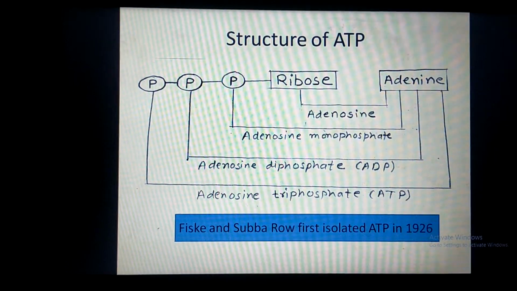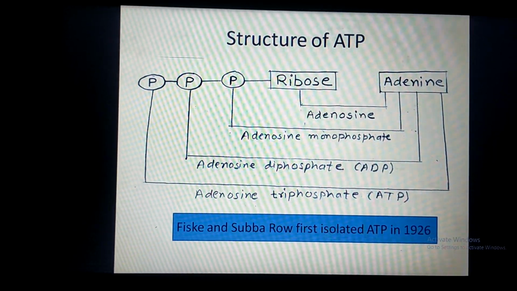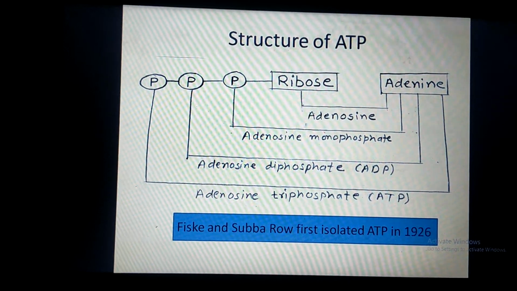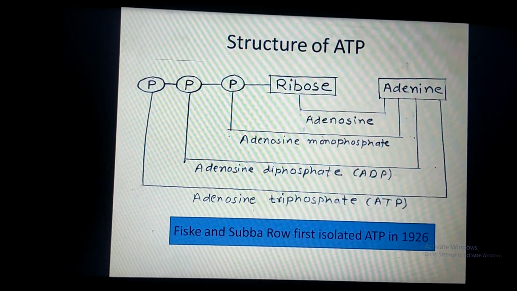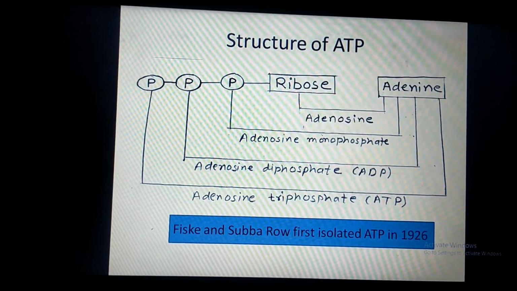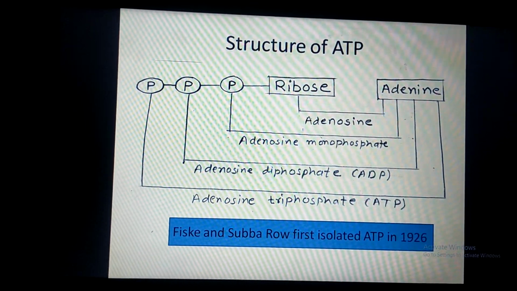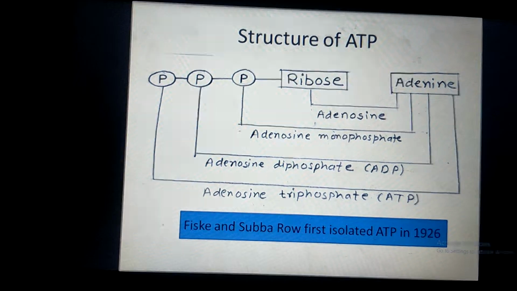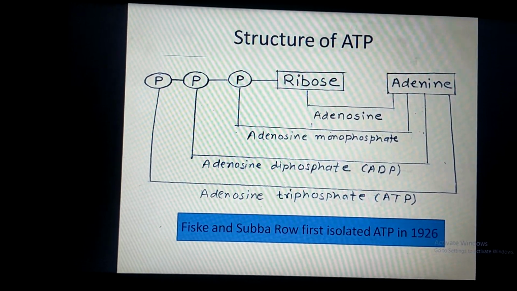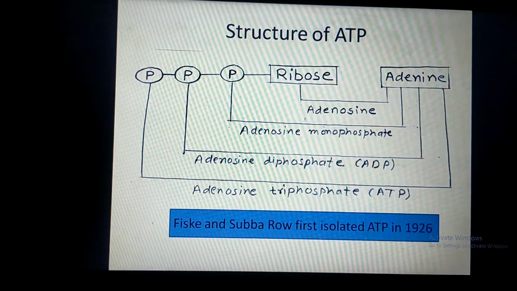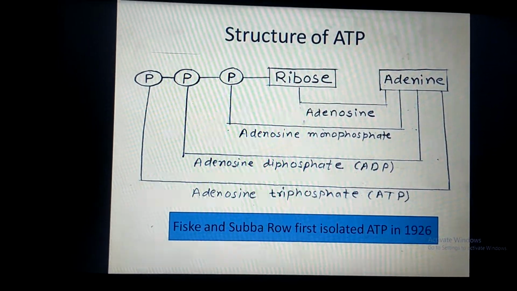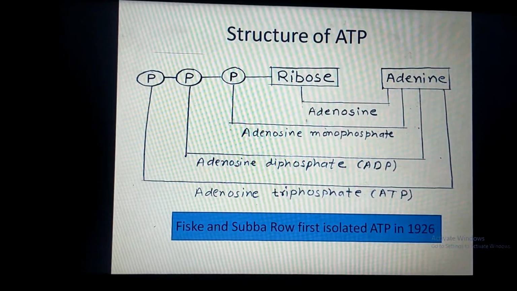This is the structure of ATP. The nitrogen base is adenine, which combines with ribose sugar to form adenosine. Adenosine combines with one phosphate bond to form AMP. AMP combines with a second phosphate bond to form ADP. ADP combines with a third phosphate bond to form ATP. Fiske and Subbarow isolated ATP for the first time in 1926.